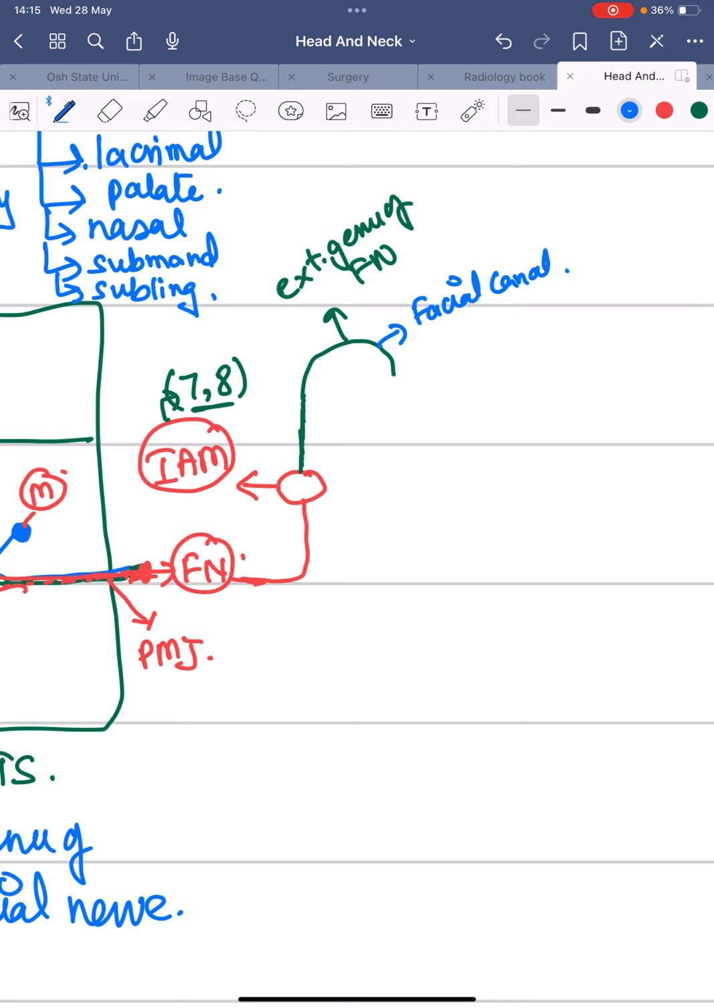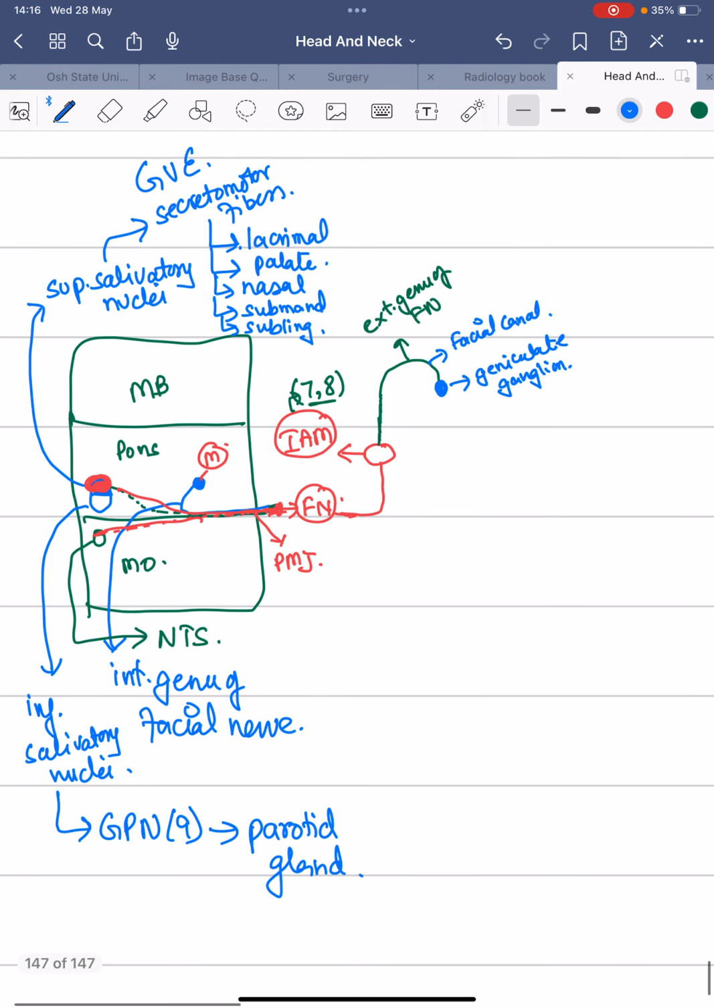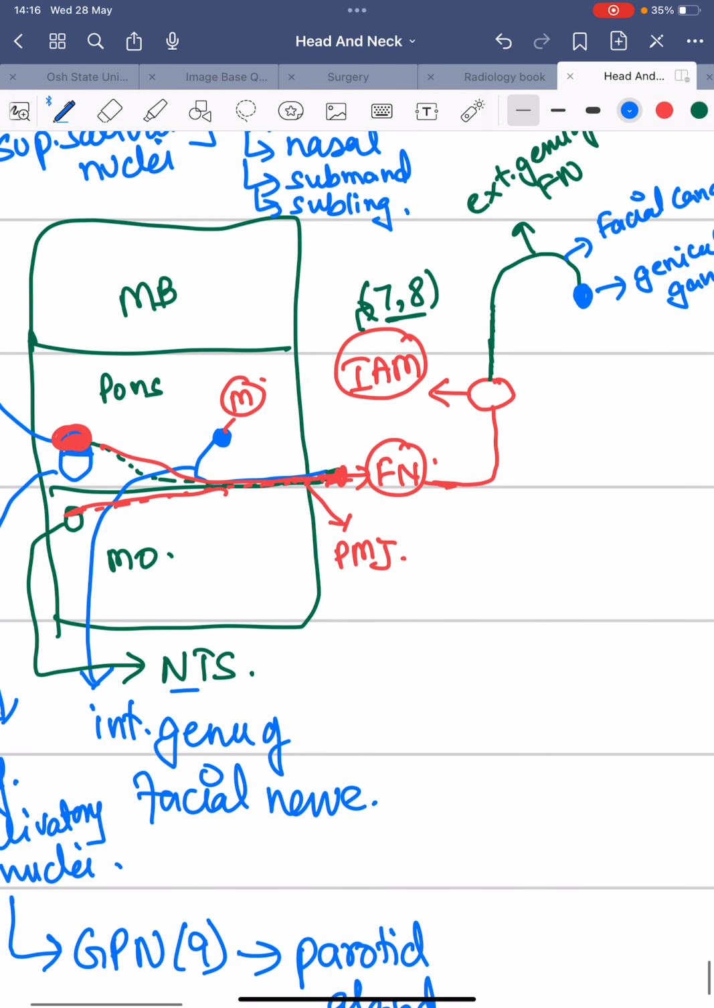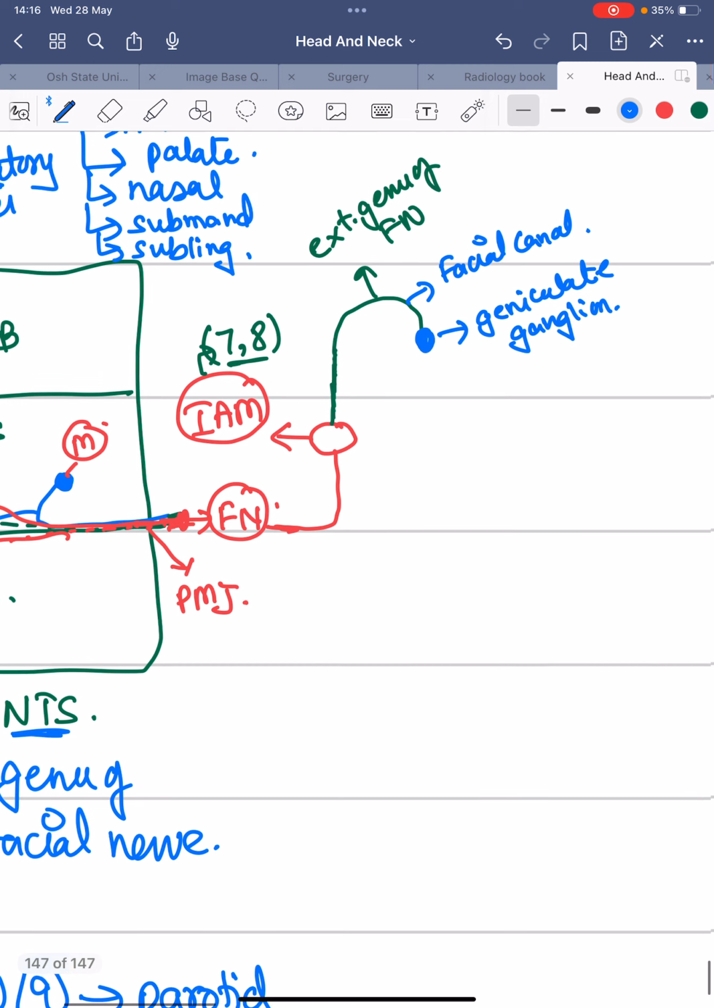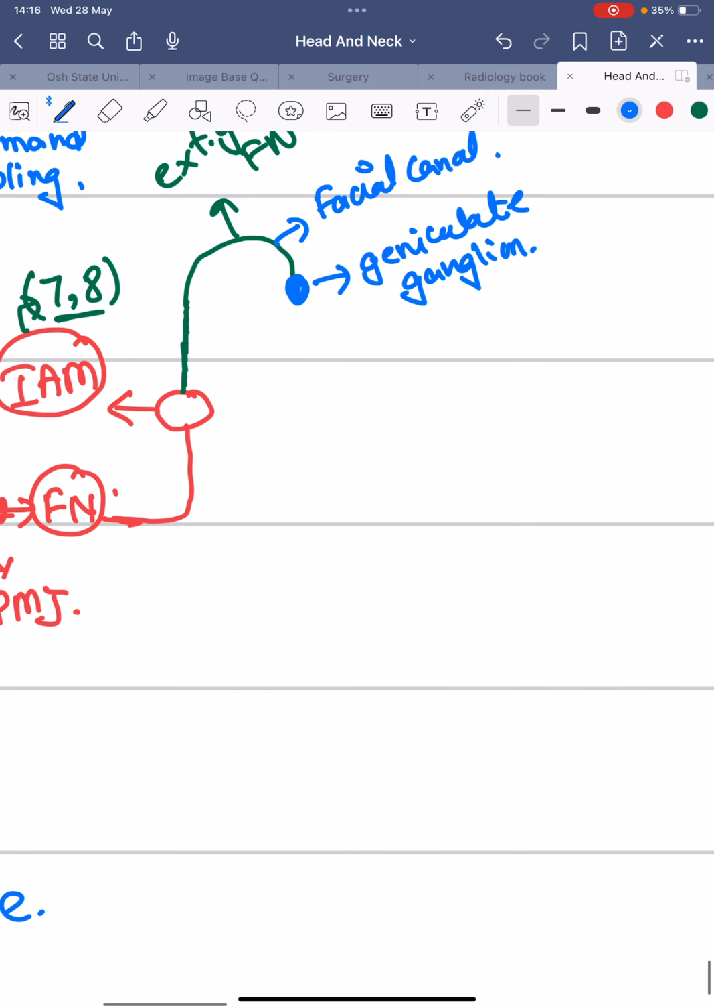And now in the facial canal, the nerve swells to form the geniculate ganglion. This is your geniculate ganglion, a sensory ganglion which takes the fibers from the anterior 2/3 of the tongue and sends them to the tip of the nucleus tractus solitarius. So this is the geniculate ganglion.